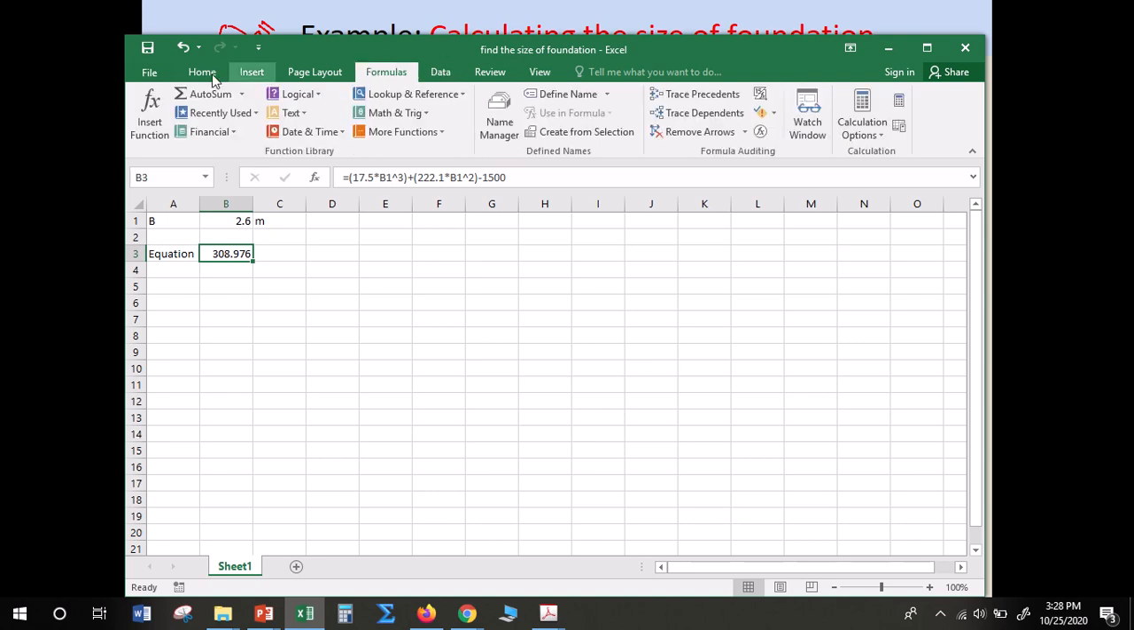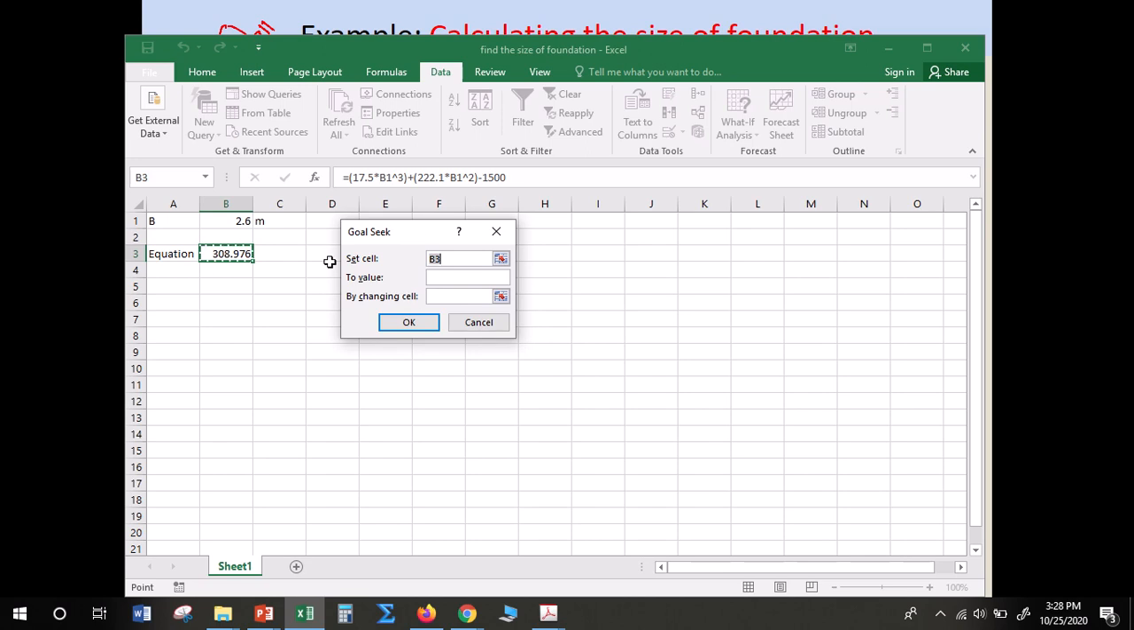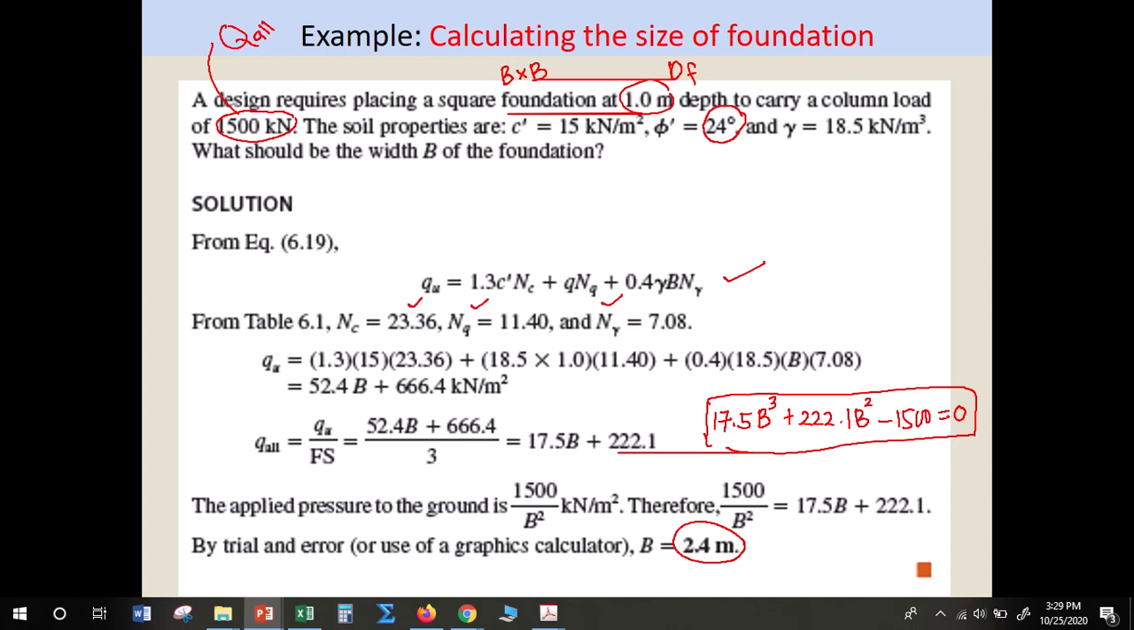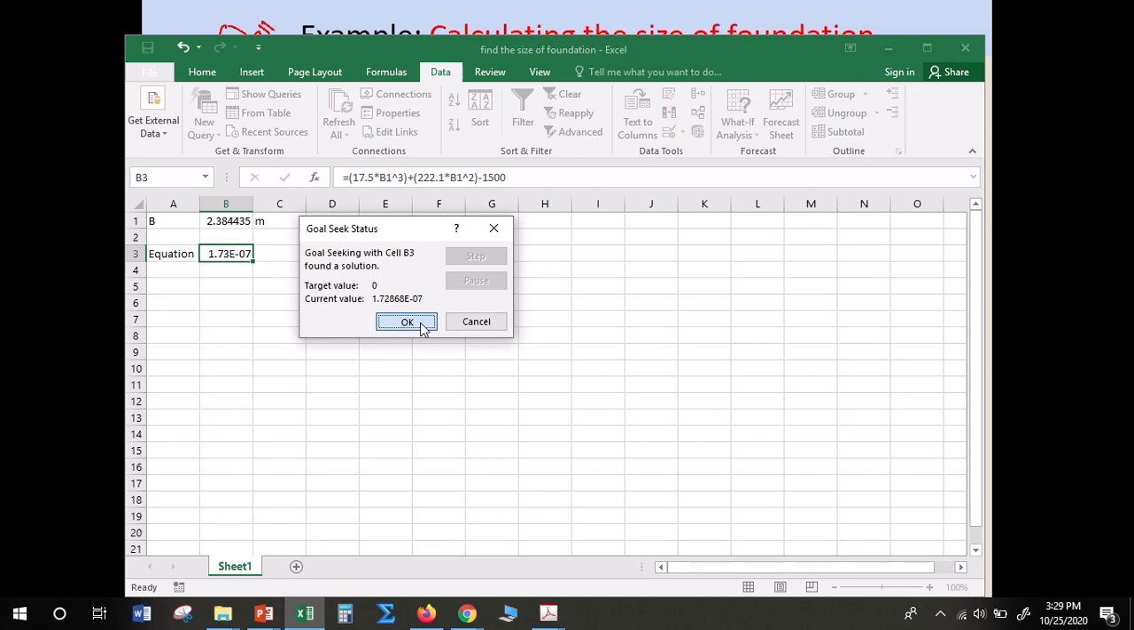You go to Data, then What-If Analysis, and you click Goal Seek. You want to set this value equal to 0, because in this equation the value is 0. What is the value of B? So that's why we set this equation equal to 0, by changing this cell, because we want to calculate the B value when the equation becomes 0. You click this cell, then you click OK, and it will calculate for you.